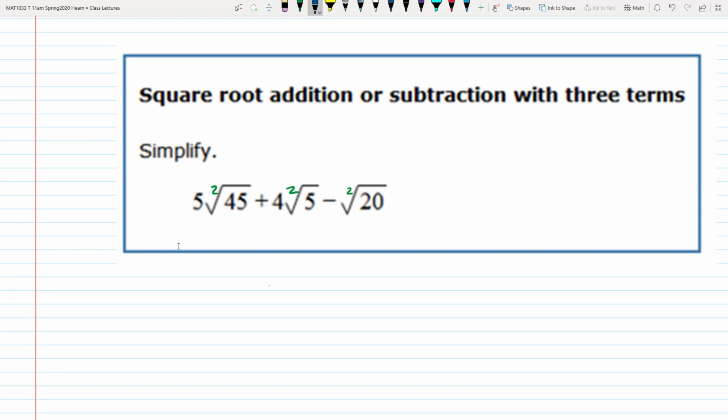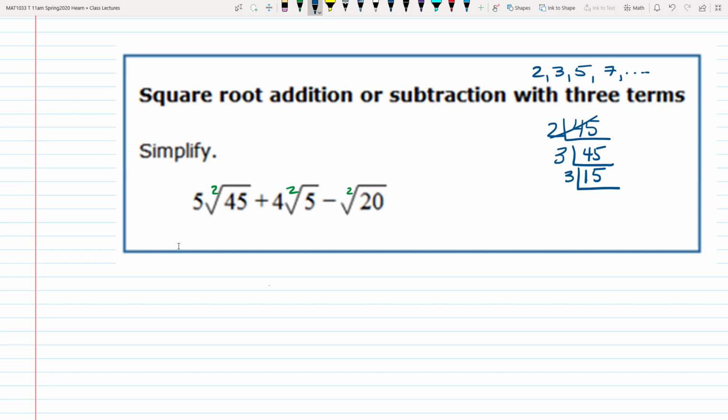So how do we simplify the square root of 45? Well, I'm going to use the technique of writing the prime factorization of 45. So I'm going to jot down the first few primes here. Okay, does 2 go into 45? No. How about 3? Does 3 go into 45? Yes, it goes in 15 times.